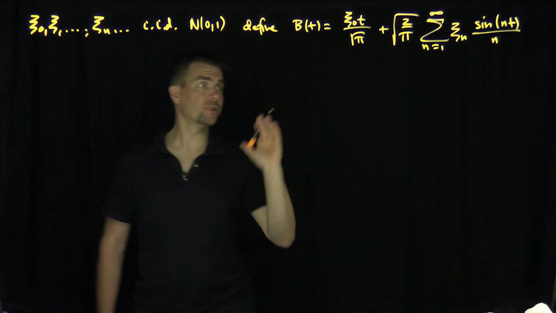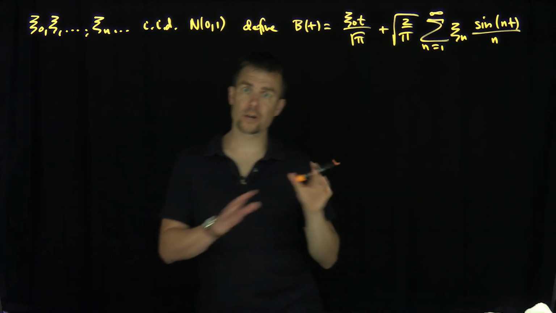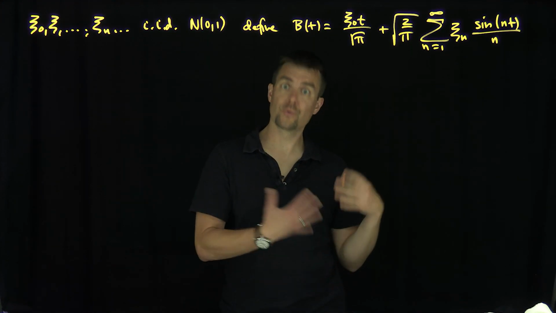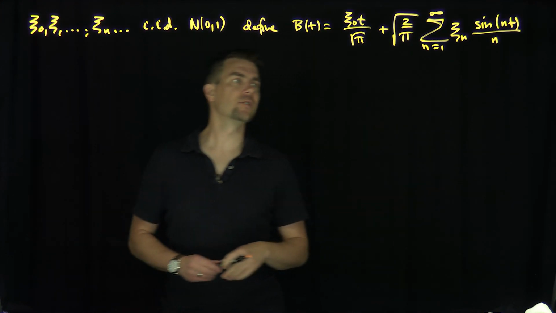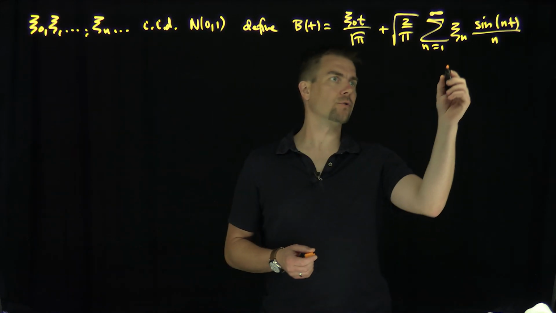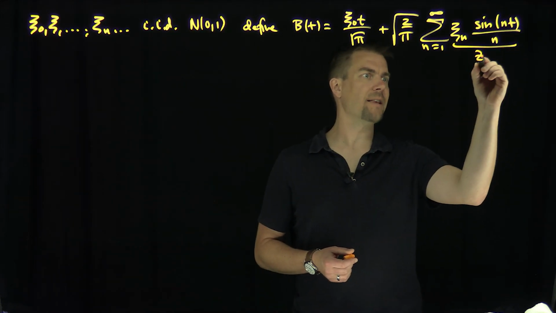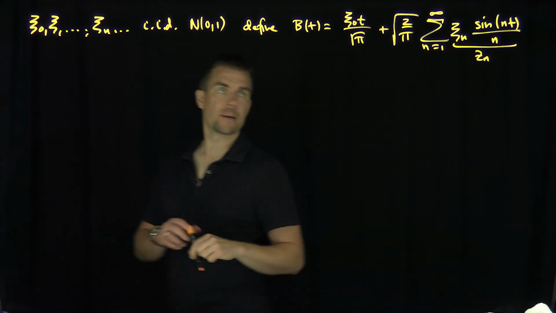And so I need to show that this series converges almost surely, and then later we'll show that it converges almost surely to a continuous function. Great. And so what's the idea? The idea is that if I look at these individual terms, if I call these terms Zn, then of course, what's the mean of Zn?